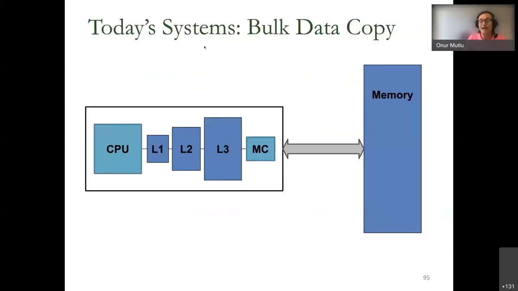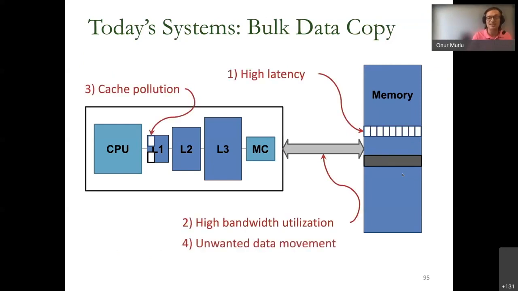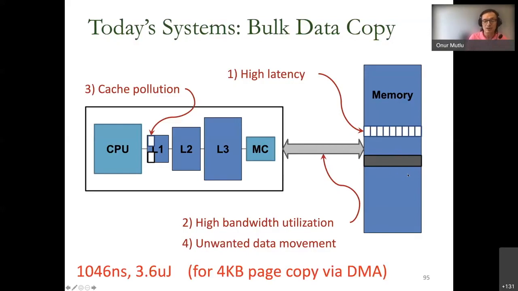But how do you do data copy today? How do we copy a page to another page in memory today? Basically, we have to go through the processor, because we are processor-centric. At least the memory controller, we have to go through the DMA engine. So this is high latency, high bandwidth, cache pollution exists, and there is unwanted data movement, because you may not actually need the data that you're copying immediately. So this is expensive. For a small 4 kilobyte page copy via direct memory access, it's about 1,000 nanoseconds and 3.6 microjoules.